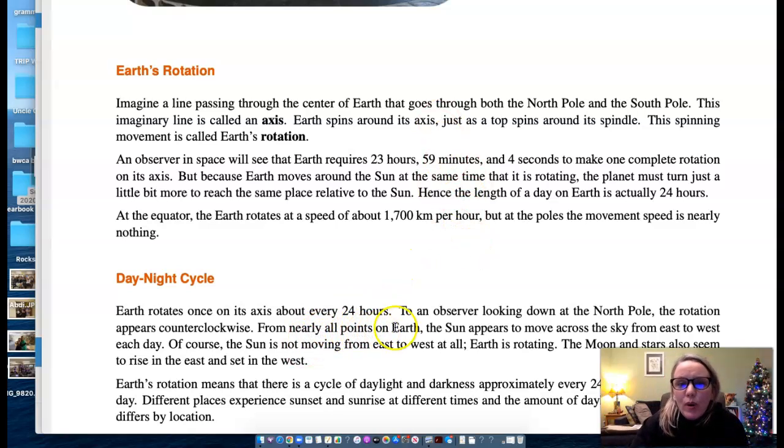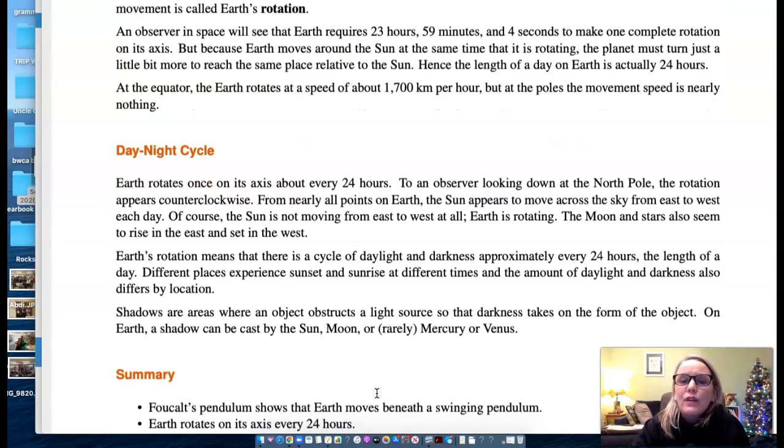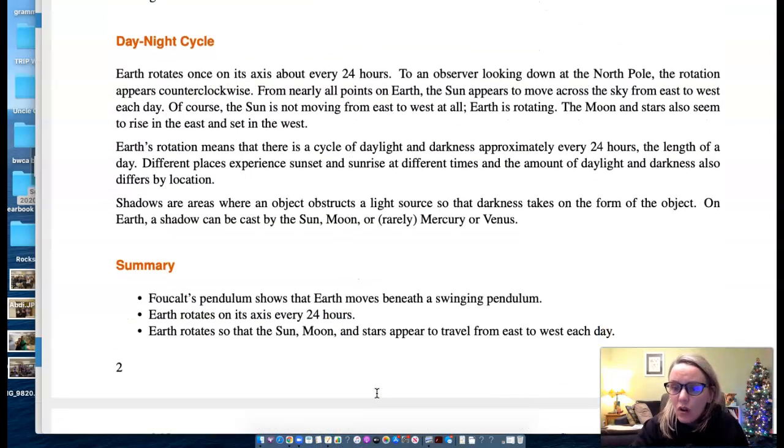From nearly all points on Earth, the sun appears to move across the sky from east to west. Of course, the sun is not moving from east to west at all. The Earth is actually rotating. And the moon and the stars also seem to rise in the east and set in the west.